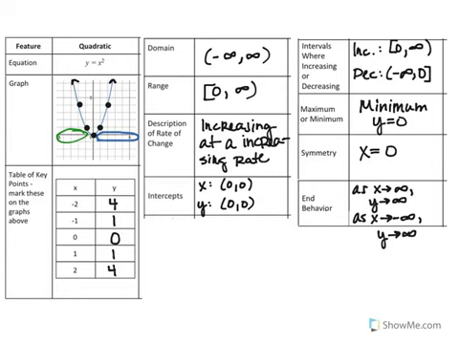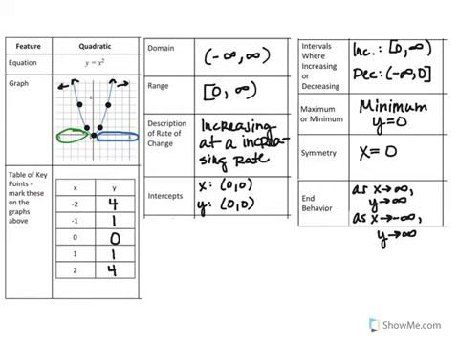What end behavior is telling us is exactly what's happening at the ends of the graph, not necessarily the top. In this particular case, it is the top because as I go to the left forever, my graph is also going up forever. As I go to the right forever, my graph is still going up forever.